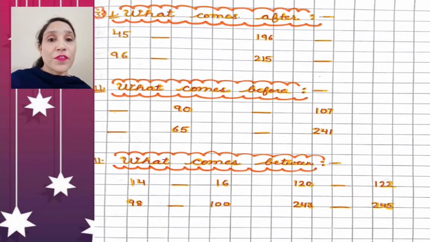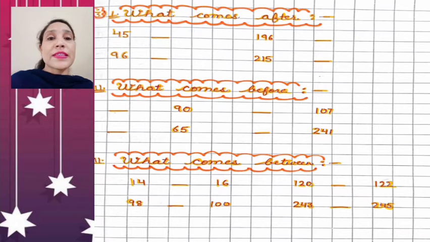So what comes between 14 and 16? Number is 15. 14 और 16 के बीच में क्या आता है? 15. Like this you will complete all these numbers. 120 के बाद क्या आता है और 122 से पहले क्या आता है? So number is 121. You will write here.